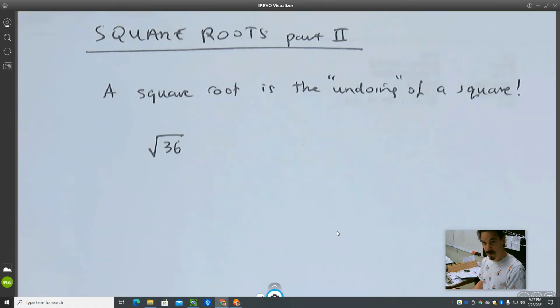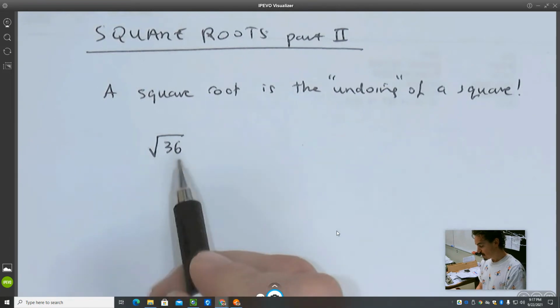All right, Mr. Patrick here again. I'm going to talk to you about part 2, square roots. In the last little video, I introduced the idea that square root is the undoing of a square. It's the opposite operation of a square.